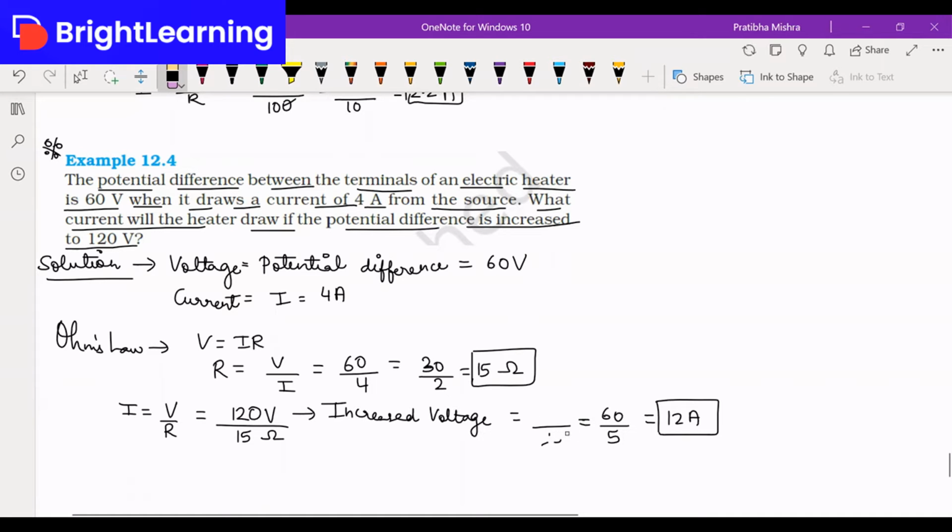If it was something which says that the difference was given, in the initial and the later, then you would have added it. But here you don't have to add it because they are just changing it. The whole value is changed, so you're not adding it to the previous voltage. You're just taking the new voltage as it is. So here it will be 120 by 15. So the answer will be 8 ampere and not 12 ampere.